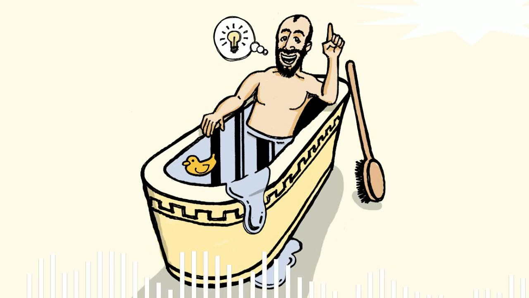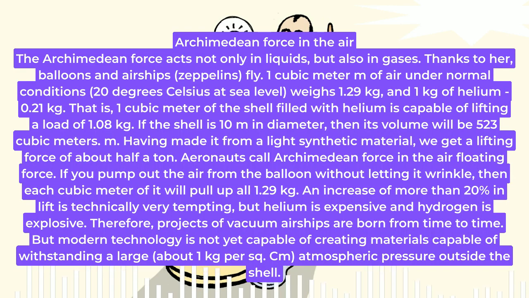In water, the body of a fish weighs almost nothing, but its mass is preserved with inertia. With this method of fishing, the Archimedean force will, as it were, kick the fish in the tail, and the prey itself will flop at the feet of the fisherman or into his boat. Archimedean force in the air.